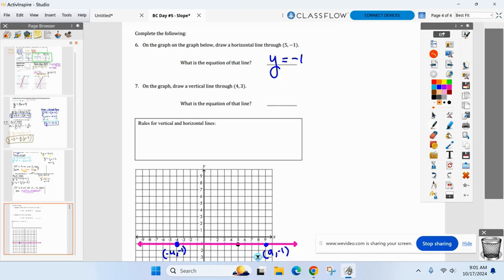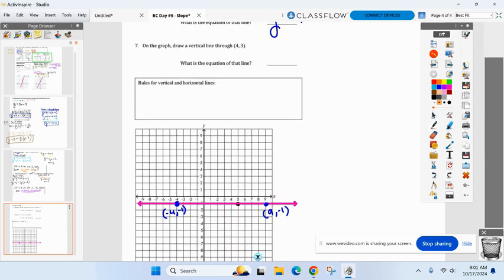All right, let's do it for a vertical line. Everyone graph 4, 3 for me. 4, 3. Over 4, up 3. And now draw a vertical line.